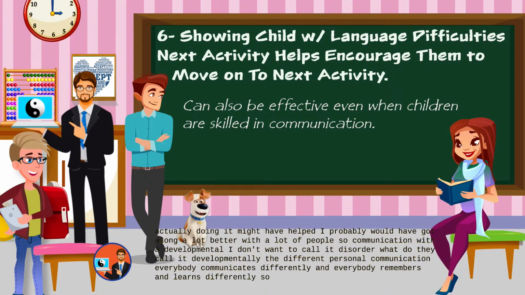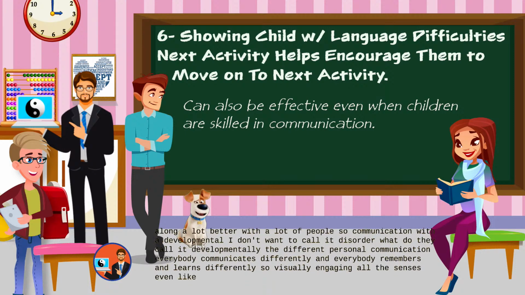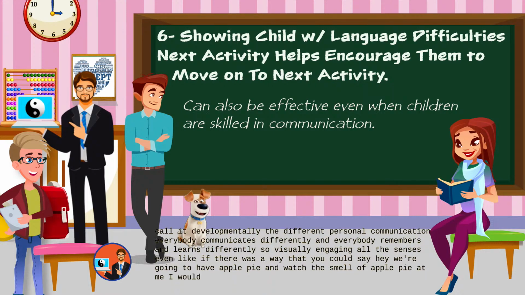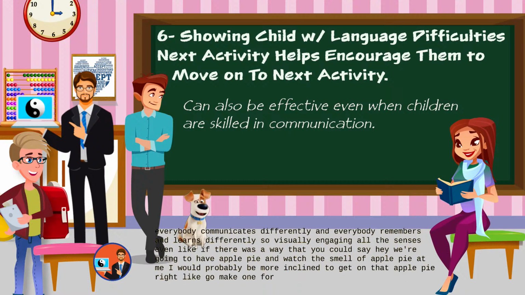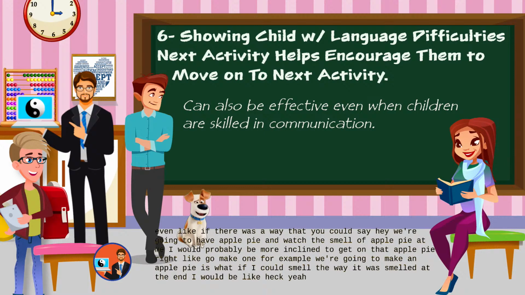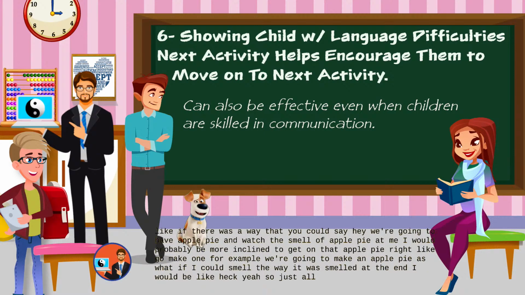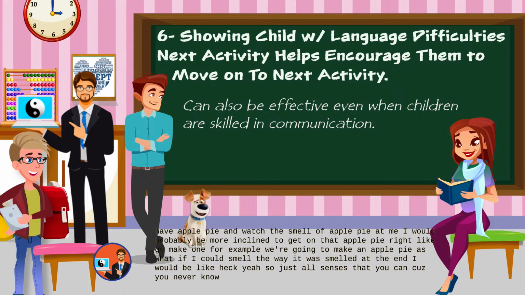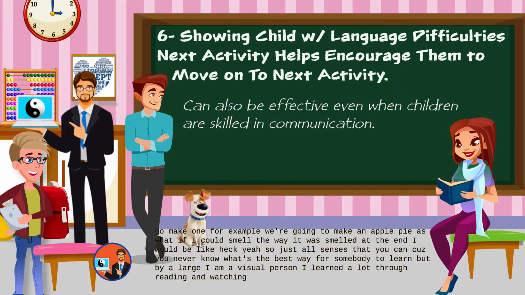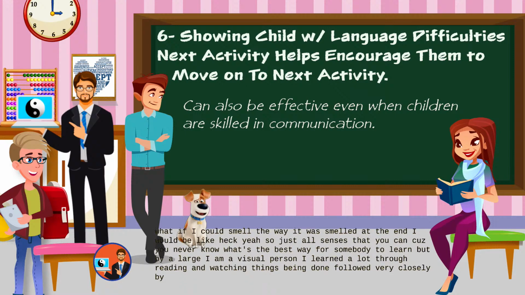So visual, engaging all the senses. Even if there was a way that you could say, hey, we're going to have apple pie, and waft the smell of apple pie at me, I would probably be more inclined to get on that apple pie. Like go make one, for example. We're going to make an apple pie. If I could smell the way it was smelled at the end, I would be like, heck yeah. So all senses that you can, because you never know what's the best way for somebody to learn. But by and large, I am a visual person. I learn a lot through reading and watching things being done, followed very closely by tactile.